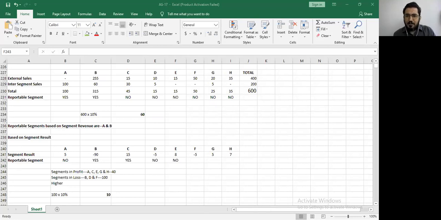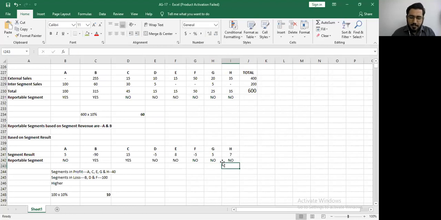Are separate disclosures required for segment F? Not required. Segment G. Are separate disclosures required for segment G? Not required. So no disclosures required for segment G. What about segment H? Are separate disclosures required for segment H? Again, separate disclosures are not required for segment H.